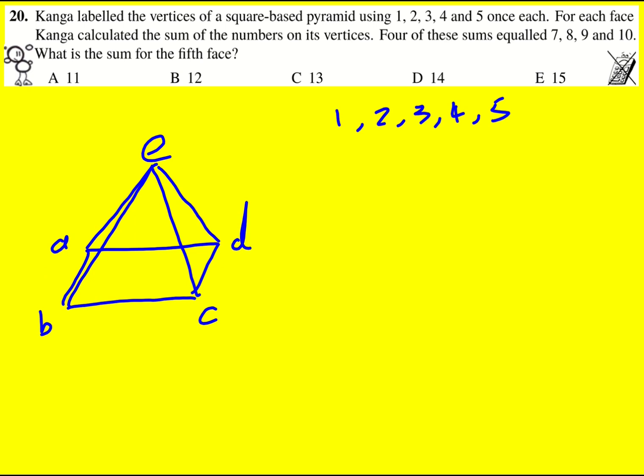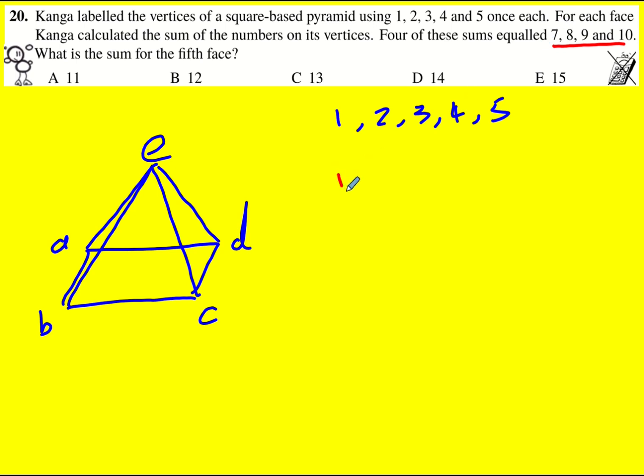And I wouldn't advise trial and error, trying to stick certain ones at the top. You might get lucky, but you might just end up spending a lot of time not getting anywhere. So we're always trying to work through logically what's going on. Now we're told that four of the sums are 7, 8, 9, and 10. So it's worth thinking about how we might be able to get each of these, especially the smallest one.